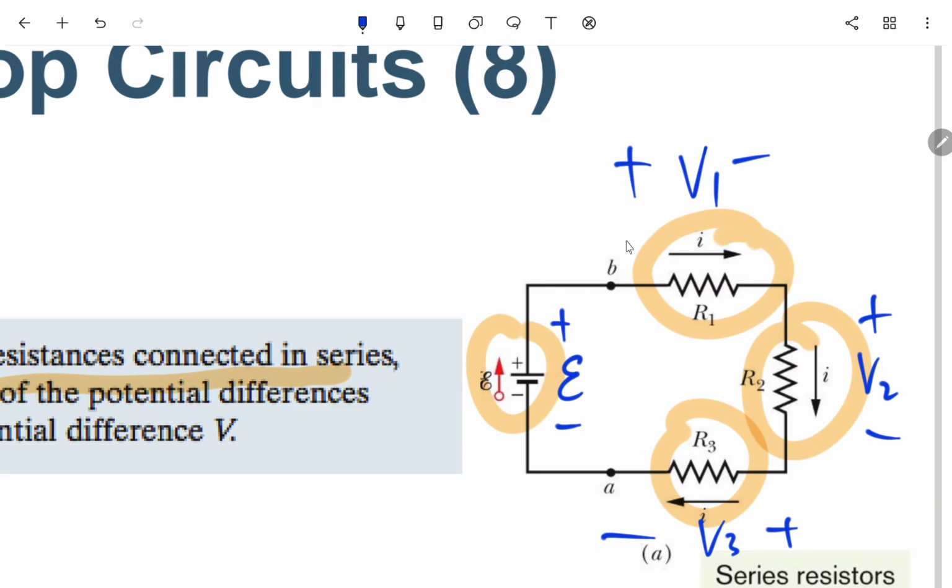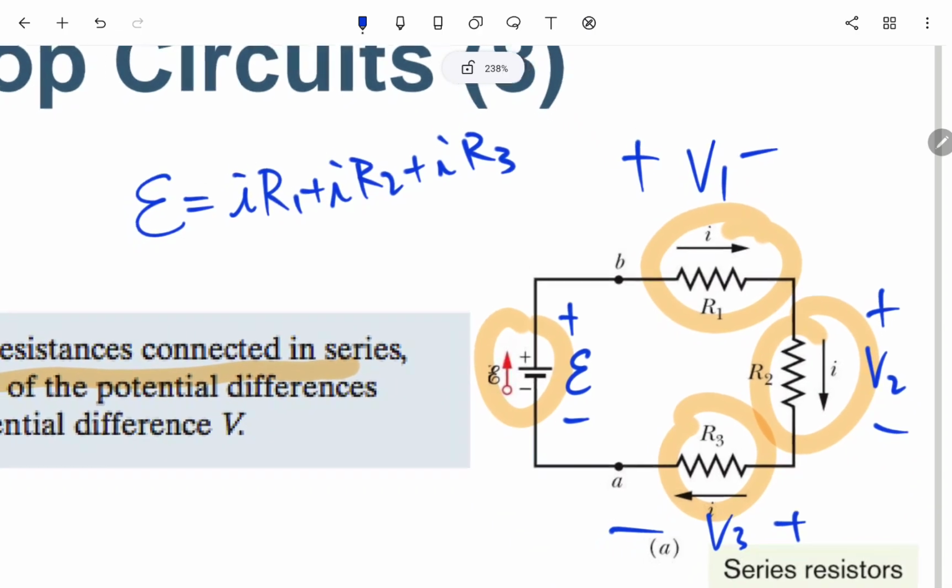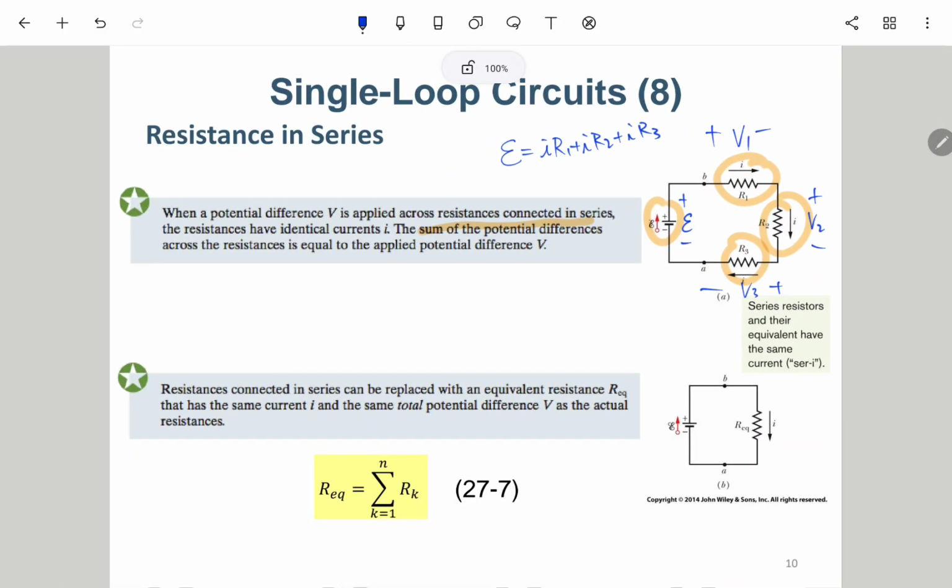In this direction, as I mentioned before, it is better for the current direction to be from the plus side to the negative side. So we will have V1 equals I times R1, V2 equals I times R2, V3 equals I times R3. Simply speaking, we have E equals I times R1 plus I times R2 plus I times R3. This is the derivation from the previous page.